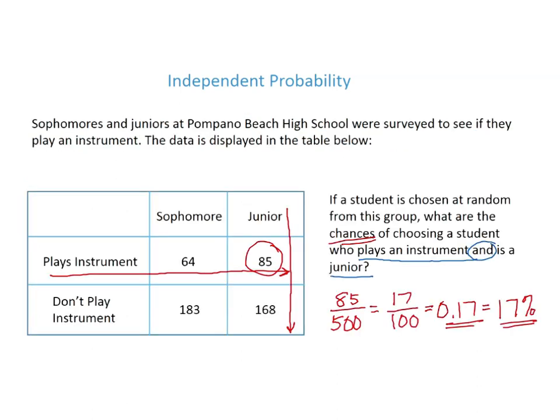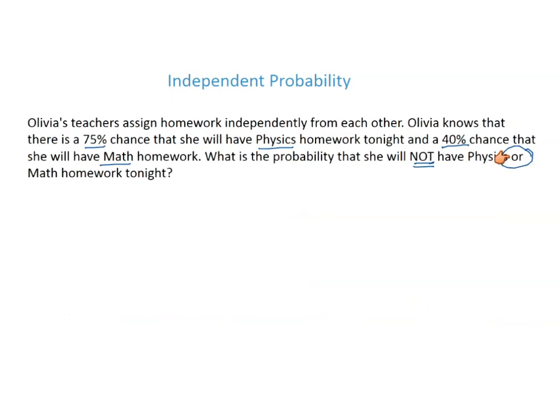So in the previous question, we were looking for the probability that a student plays an instrument and is a junior. So we were looking for the intersection, for the people that fall into both of these categories. In this question, notice it's the word or. When you see the word or, that means that we're adding them together. We're combining them by adding. So let's figure out the chances that Olivia does not have physics homework.